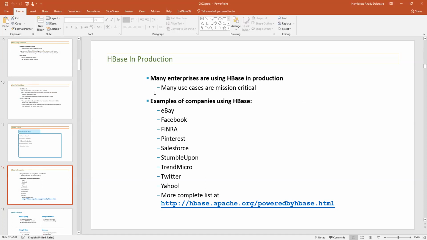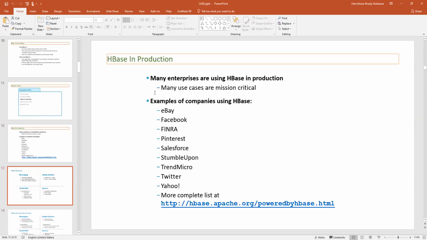Look at the example of enterprises that work with HBase: eBay, Facebook, FINRA, Pinterest, Salesforce, StumbleUpon, Twitter, Yahoo. At that link, you can see further examples. As you see, companies that have a very large data set and customers or clients, such as Twitter, Yahoo, Facebook, eBay, all of them put their data on the HBase NoSQL database.